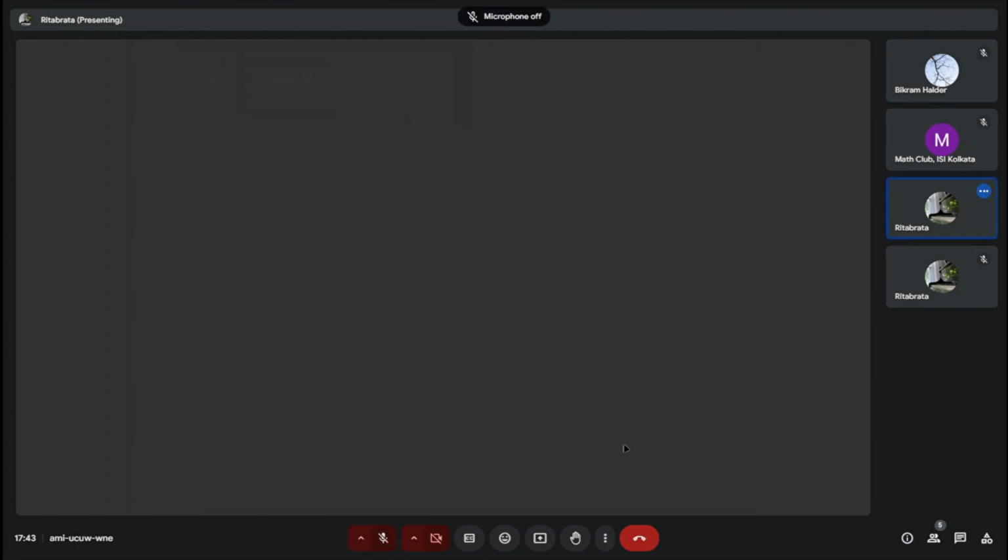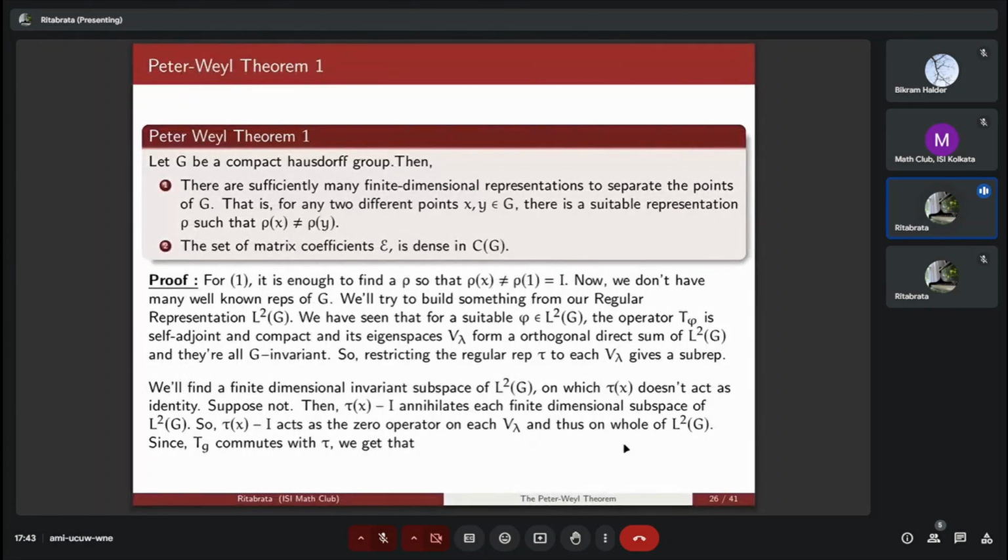Okay. Let G be any compact Hausdorff group. Then our first statement is that there are sufficiently many finite dimensional representations to separate the points of G. That is, for any two different points x and y in G, there is a suitable representation rho such that rho of x is not equal to rho of y. That is, we can separate the points in G by different representations.